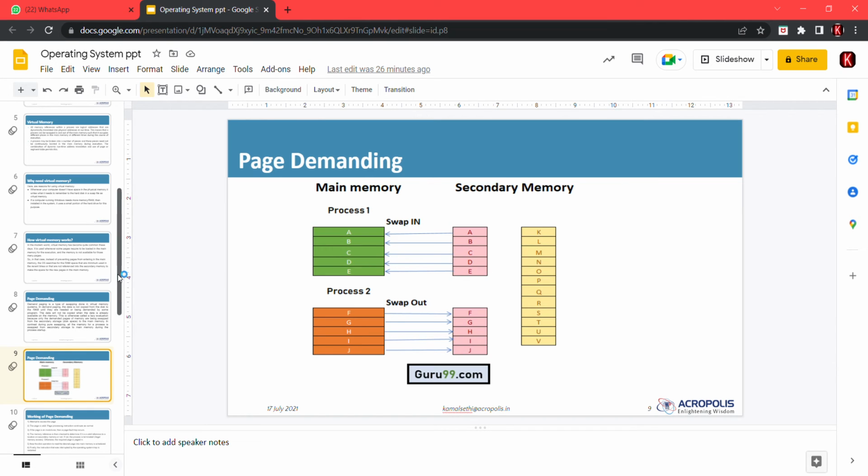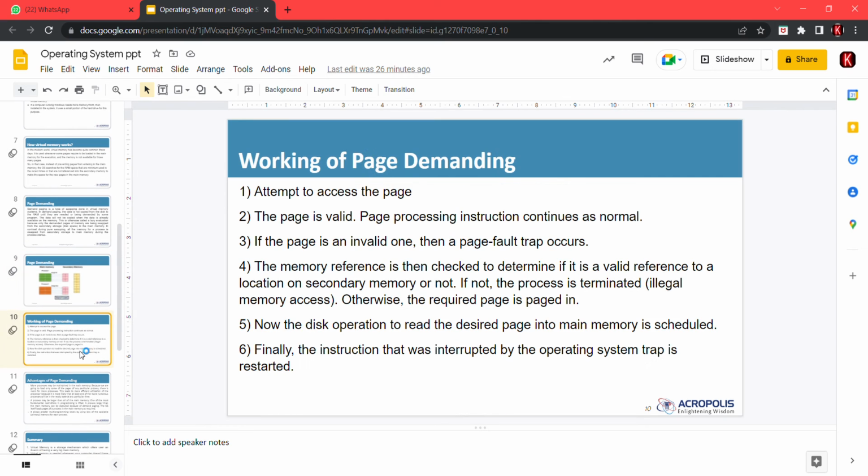Now, coming to the working of demand paging. First, attempt to access the page. If the page is valid, processing of the instruction continues as normal. And if the page is invalid, then a page fault trap occurs. The memory reference is checked to determine if it is a valid reference to a location on secondary memory or not.